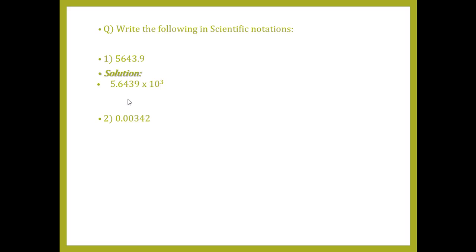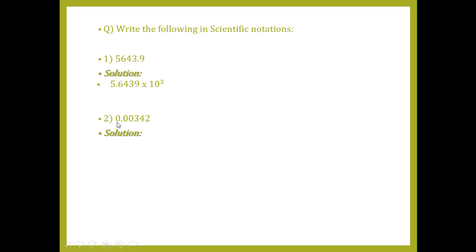Second one, 0.00342. As we discussed in the previous slide, whenever the value starts from 0, the exponent or the power will always be negative, and the number of times 0 comes in any value is actually the exponent.